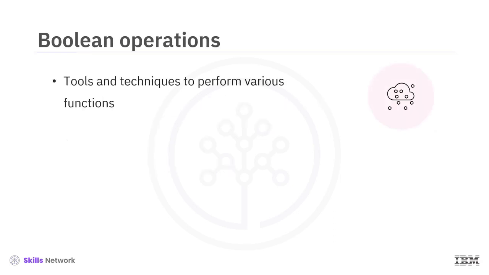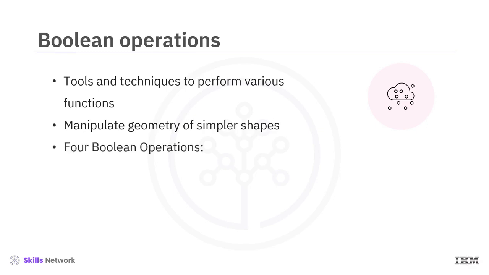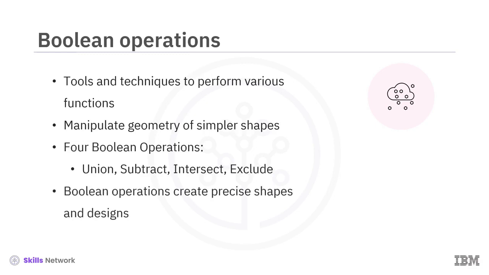Boolean operations refer to tools and techniques to combine, subtract, intersect, and exclude shapes and designs. Using these operations, you can create more complex shapes by manipulating the geometry of similar shapes. Figma supports 4 Boolean operations: union, subtract, intersect, and exclude. Each operation has its unique way of manipulating shapes to create the desired effect. Boolean operations are essential for creating icons, logos, and other graphics that require precise shapes and designs.